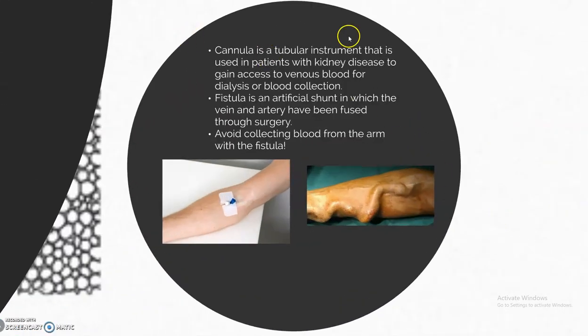Cannulas and fistulas. A cannula is this image here. It's a tubular instrument that is used in patients with kidney disease to gain access to venous blood for dialysis or blood collection. A fistula is an artificial shunt in which the vein and artery have been fused through surgery. We want to avoid collecting blood from these arms. They're generally used for dialysis.